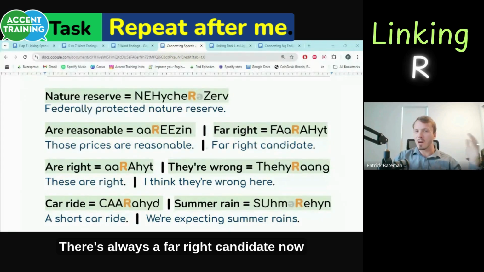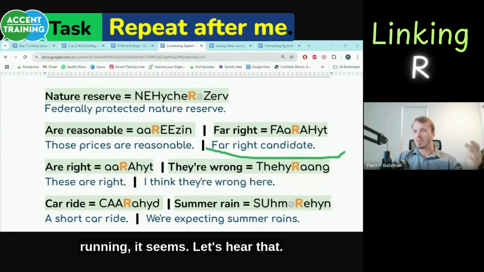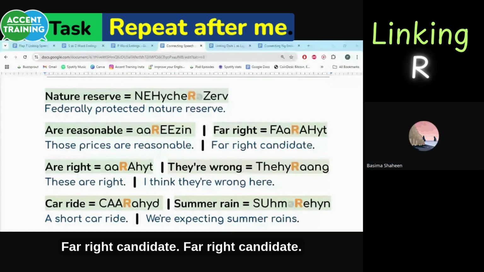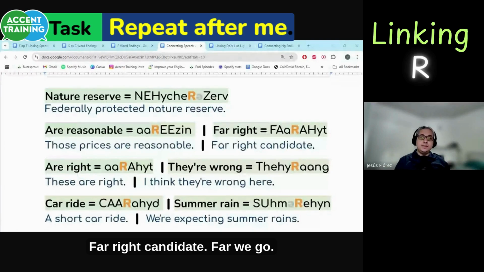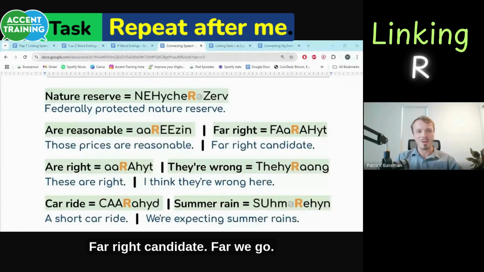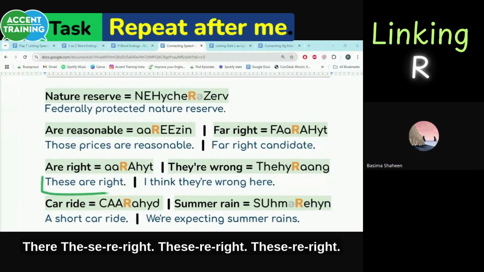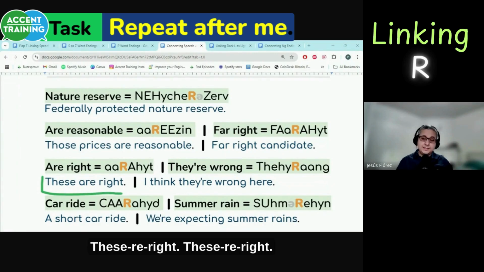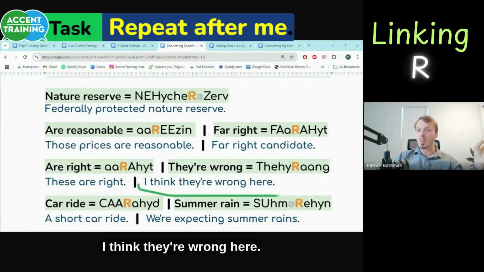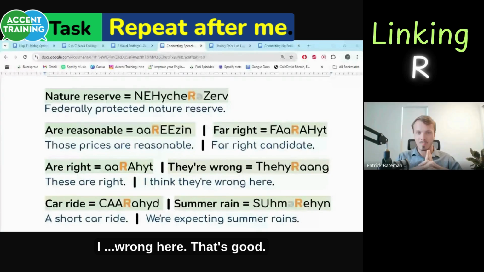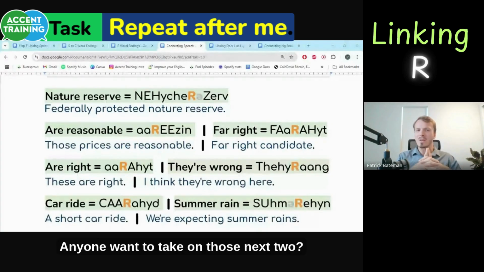The next one you'd hear on the news. There's always a far right candidate now running, it seems. Let's hear that. Far right candidate. There we go. These are right. I think they're wrong here. I think they're wrong here. Wrong here. That's good.